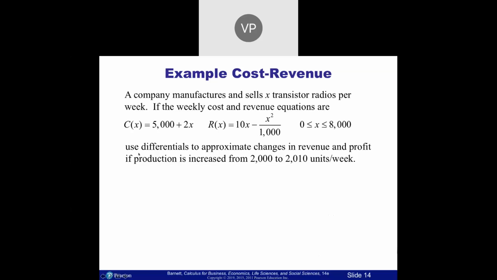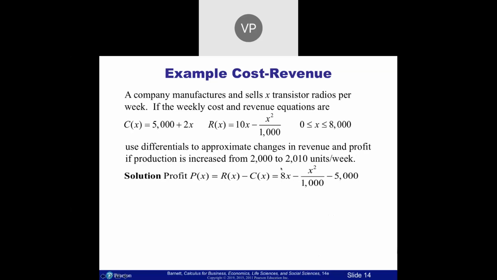So they want you to use differentials to approximate the changes in revenue and profit if production is increased from 2000 to 2010. Okay, so first thing, they want to get profit. Now they didn't really say this, but they want you to see what's going to happen with the profit if your production is increased. So remember, profit is revenue minus cost.